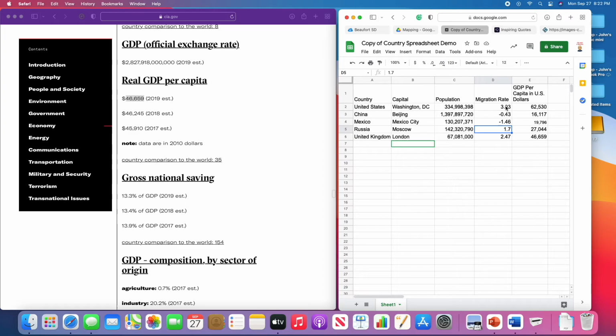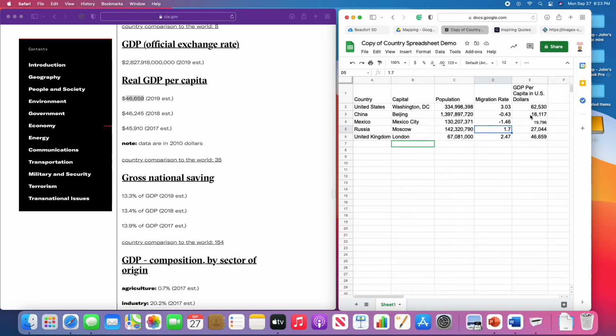We can look at the migration rate and look at the possible factor of the GDP per capita. As we can see, the United States, which has the highest migration rate, also has the largest GDP per capita of all these countries. We look at China with a GDP per capita of $16,117. Of course, they have a low or a negative migration rate. That means people are leaving China to go to other countries.